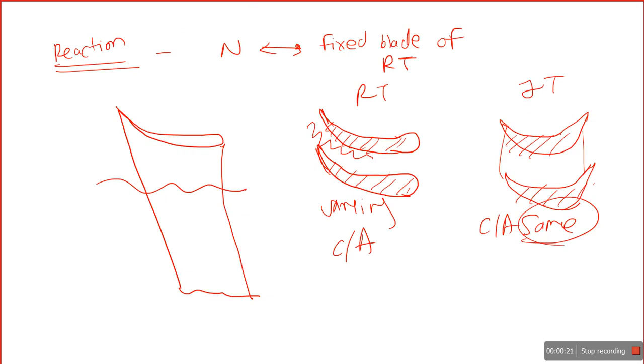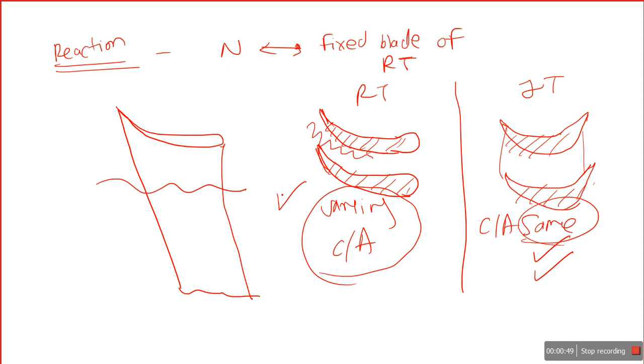Okay, if you take the cross section area of the reaction turbine, previously I told that in the case of the impulse turbine, if you cut the blades, the cross section area between two blades is the same. Cross section area is same. But if we see in case of the reaction turbine, the cross section area is varying.